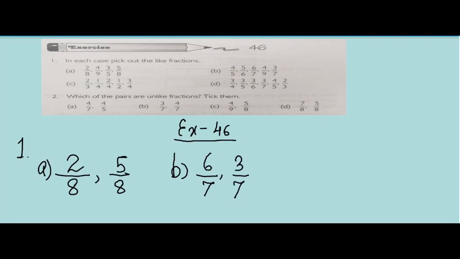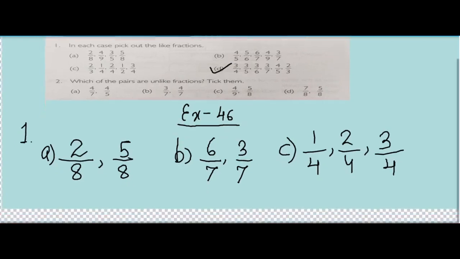Number C, you can see that 1 by 4 has 4 as the denominator, and 2 by 4 and 3 by 4 are like fractions. So I have picked out the like fractions of A, B and C. You will do D by yourself.